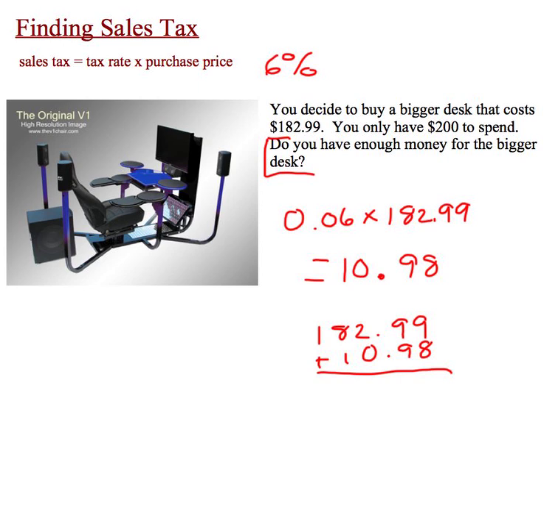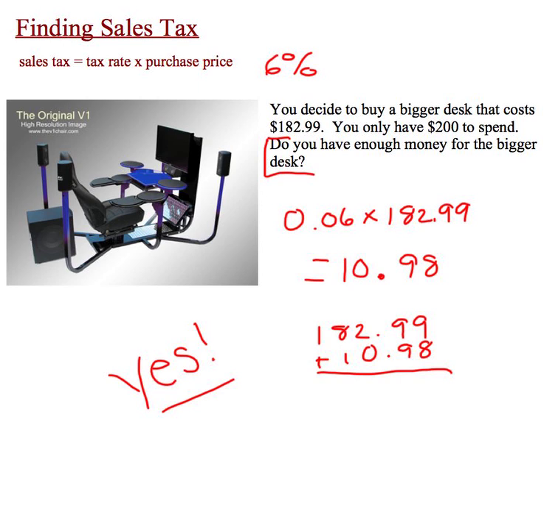Well, I know that this is basically $11. This is $183. I know that that's not going to get me to $200. So it'll actually cost less than $200. So bottom line, yes, I have enough money to get that cool new desk. Does that make sense? Again, write this down in your notes. Raise your hand if you have any questions. But again, just another example to review.